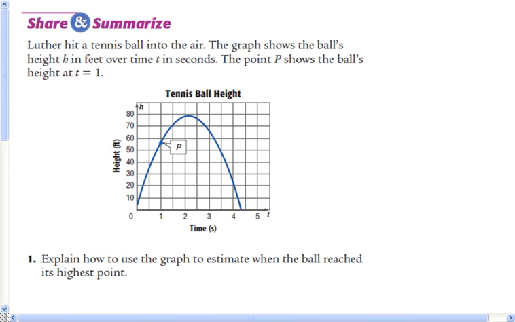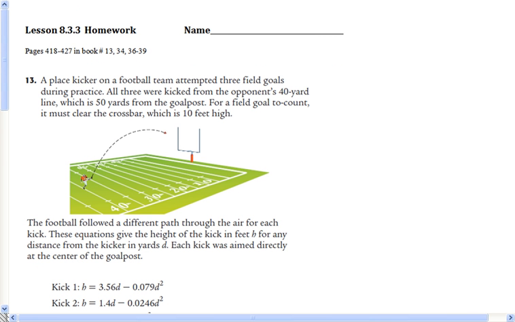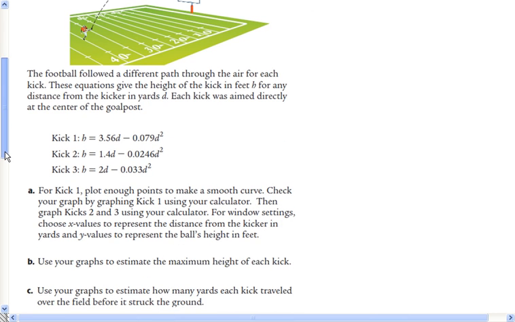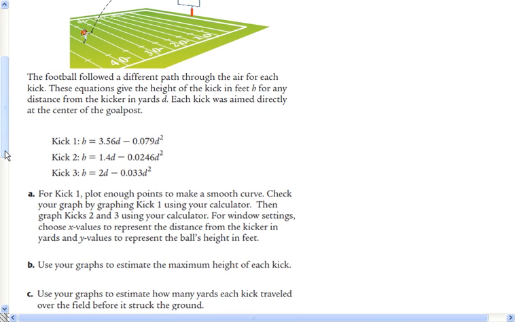And we're going to do this problem about the kicker. It says a place kicker on a football team attempted 3 field goals during practice. All 3 were kicked from the opponent's 40-yard line, which is 50 yards from the goalpost. For a field goal to count, it must clear the crossbar, which is 10 feet high. The football followed a different path through the air for each kick. These equations give the height of the kick in feet for any distance the kicker in yards. So each kick was aimed directly at the center of the goalpost. So here's the 3 kicks and a different equation for each one.